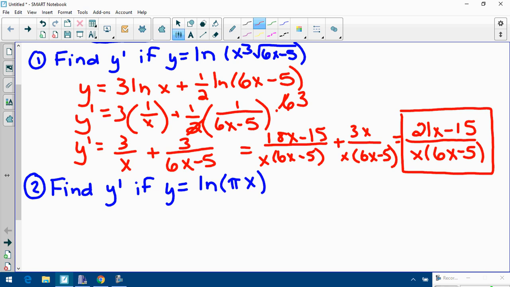I could split this up if I wanted to, but this one's pretty easy just to take as is with a chain rule. y prime equals 1 over pi x times, what's the derivative of pi x? Right, pi, because pi is just a constant. And then those pi's cancel, I'm left with just 1 over x.